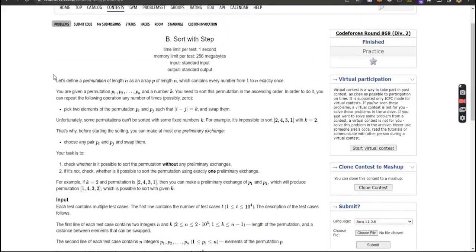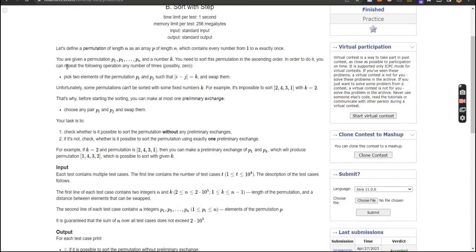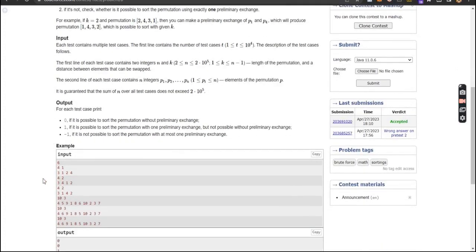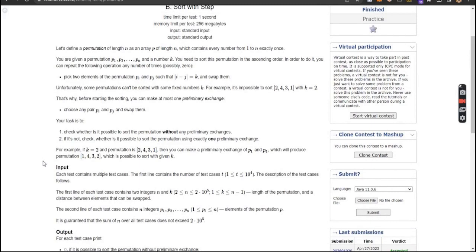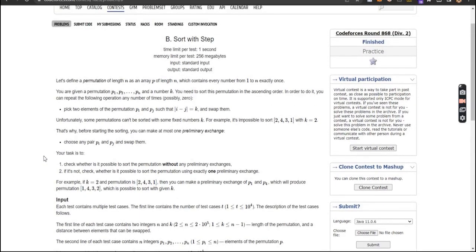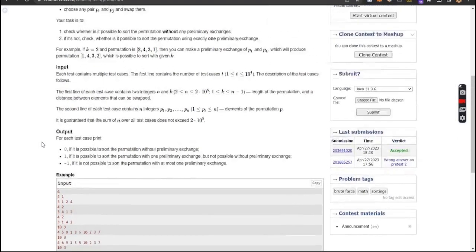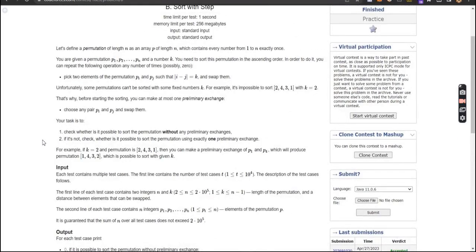So basically this problem is known as Sort with Step. You're given a permutation of size n and an integer k. A permutation of size n means every number from 1 to n is in the array, but in some order. You need to sort the array in ascending order. But the condition here is that you can only swap two integers if their absolute difference is equal to k. So suppose k here is equal to 2, you can only swap 3 and 1 for example, and 4 and 2 for example. You can only swap those indices, and you need to sort the array that way.